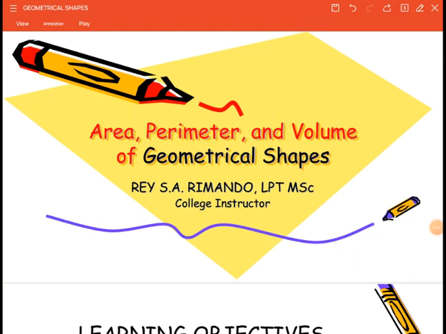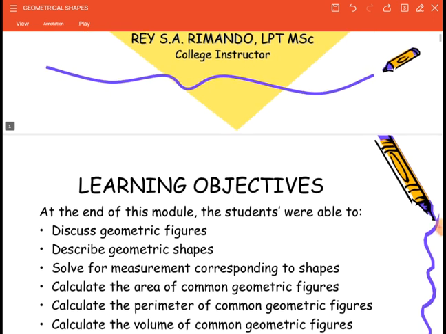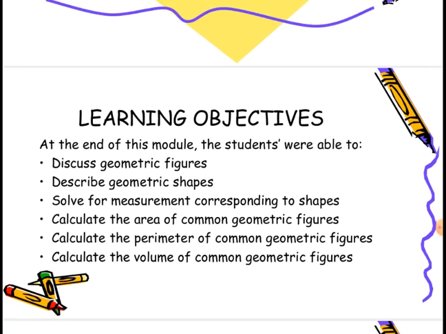Area, perimeter, and volume of geometrical shapes. Learning objectives. At the end of this module, the students will be able to discuss geometric figures, describe geometric shapes, solve for measurements corresponding to shapes, calculate the area and the perimeter of common geometric figures, and also calculate the volume of common geometric figures.